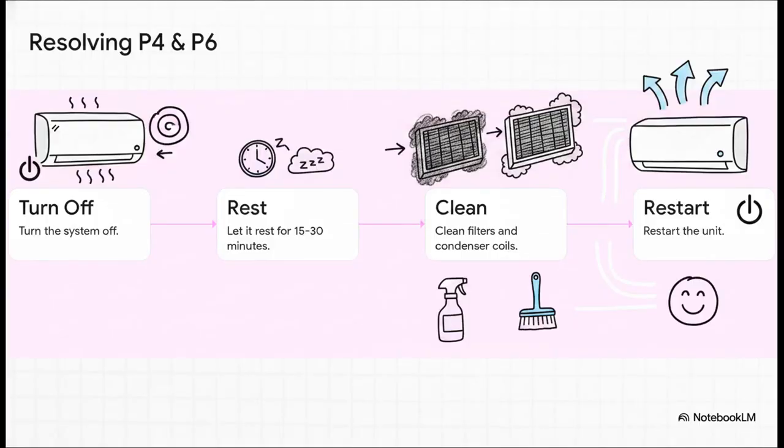But hey, good news! Not all P codes require a professional. For P4 or P6 codes, the system is simply telling you it's overheating. This is often an incredibly easy DIY fix. You literally just need to turn the system off, let it rest for maybe 15 to 30 minutes, and check the air filters. Very often, a thick layer of dust is choking the airflow, which causes the condenser to overheat. Just clear away that dirt, restart the unit, and boom, you've just saved yourself a $100 service call.